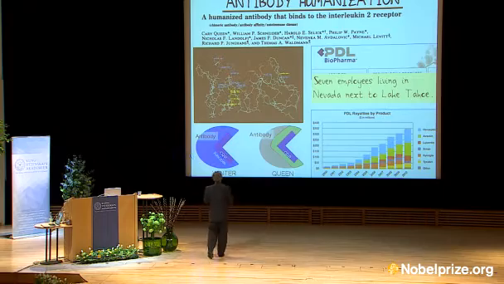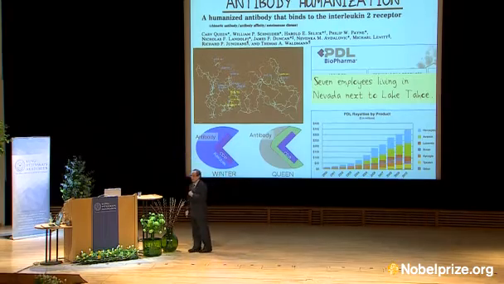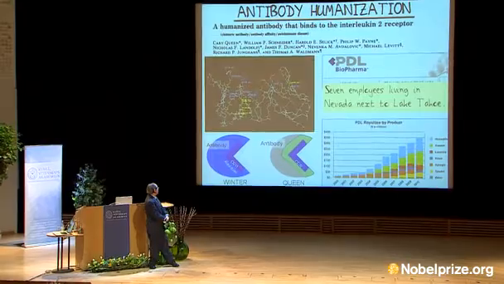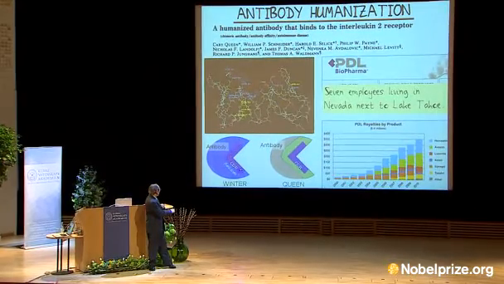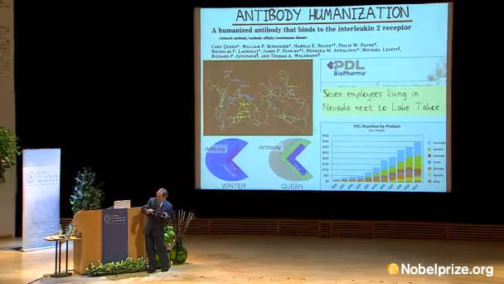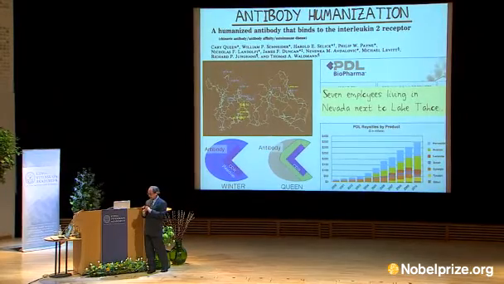Now, this is an old idea. The idea first came from Greg Winter and colleagues in Cambridge, and they basically said that the way you humanize an antibody is you just take the hypervariable loops, the loops that bind the substrate, and graft them from the mouse antibody into the human antibody.